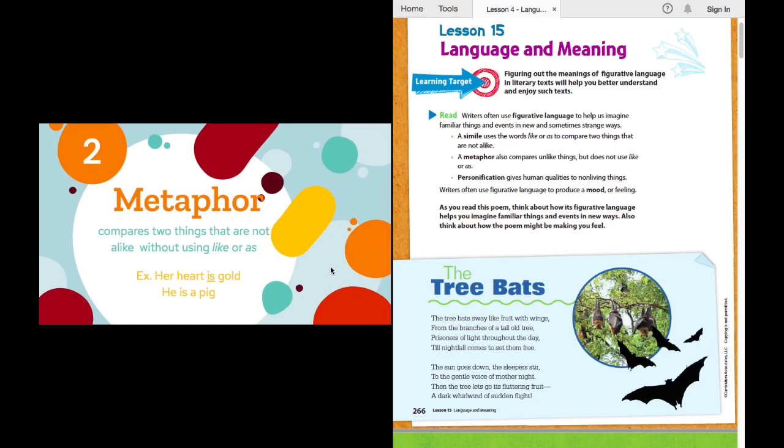Next, we have metaphors. Metaphors are very similar to similes. The only thing is they compare two things that are not alike without using the words like or as. So for instance, her heart is gold. That means she probably just has a really good heart, right? Her heart is gold, right?